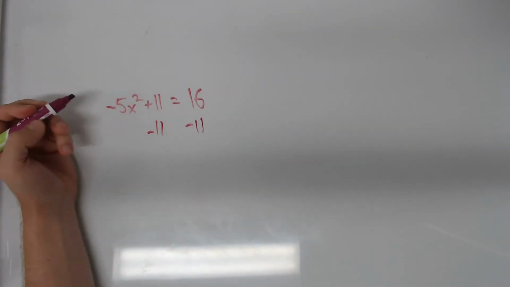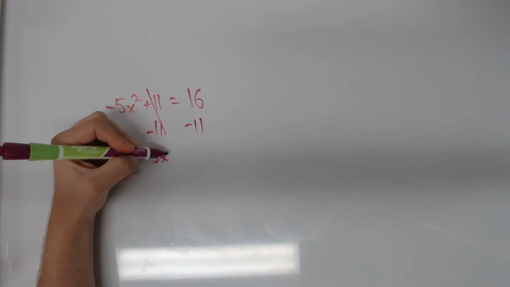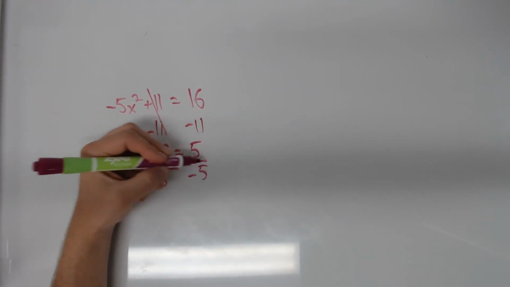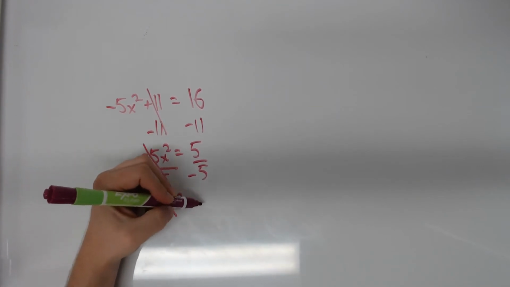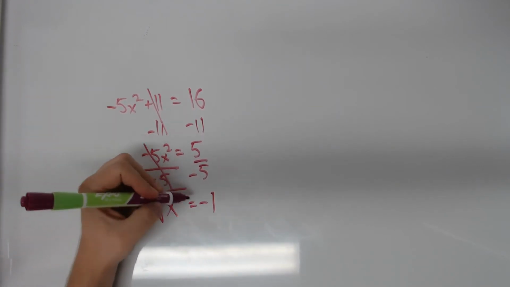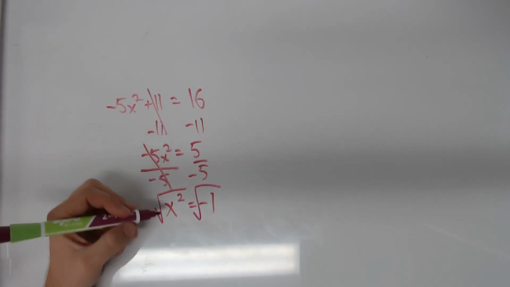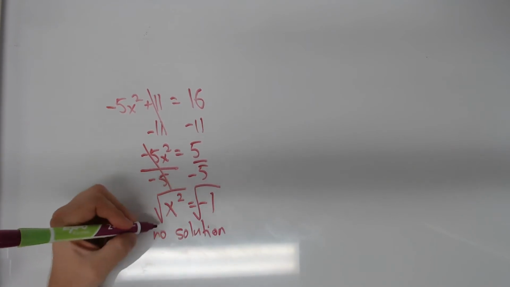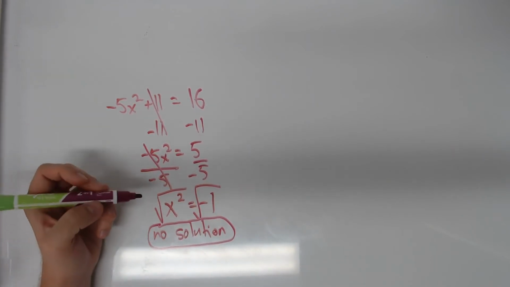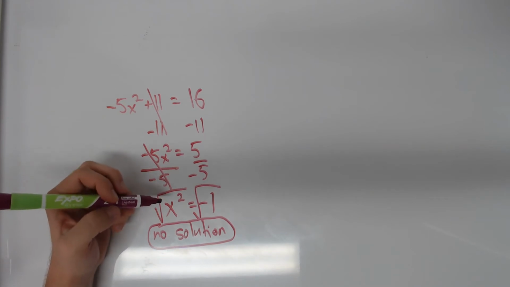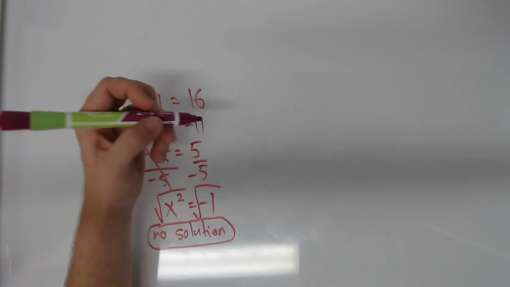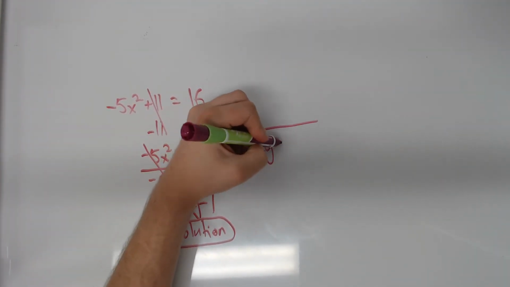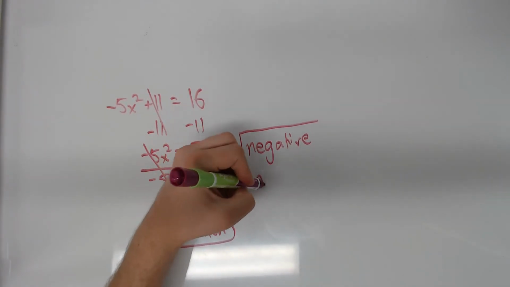Last normal example here. Subtract 11, divide by -5. Now x squared should be alone. 5 divided by -5 is -1. And this gives us our final case. This is a no solution problem, because you can't get a negative number when you square a normal real number, because a negative times a negative is a positive, and a positive times a positive is a positive. So I shouldn't be able to get a negative answer. So if at some point I have to square root a negative number, that's my no solution.